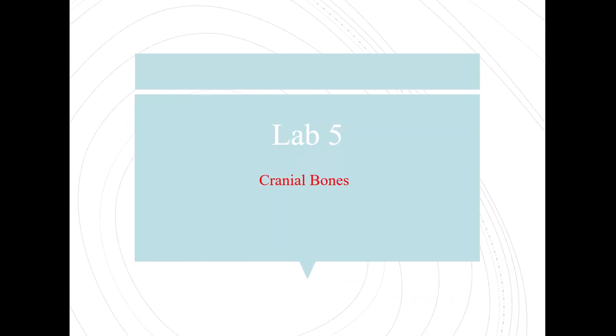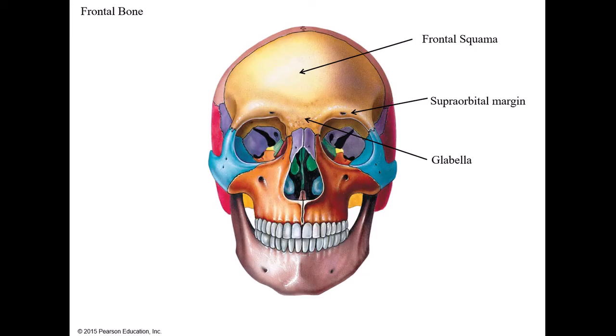In this lab, we'll take a look at the 8 cranial bones. So we have one bone that makes up most of our forehead. This is called the frontal bone. This flat portion right here, you're going to call the squamous portion or the squama. There's a ridge of bone right under your eyebrow. If you palpate your eyebrow area there, you'll feel it thickening. This is known as the supraorbital margin. Between the supraorbital margin, you'll feel a raised area here. This is called the glabella.